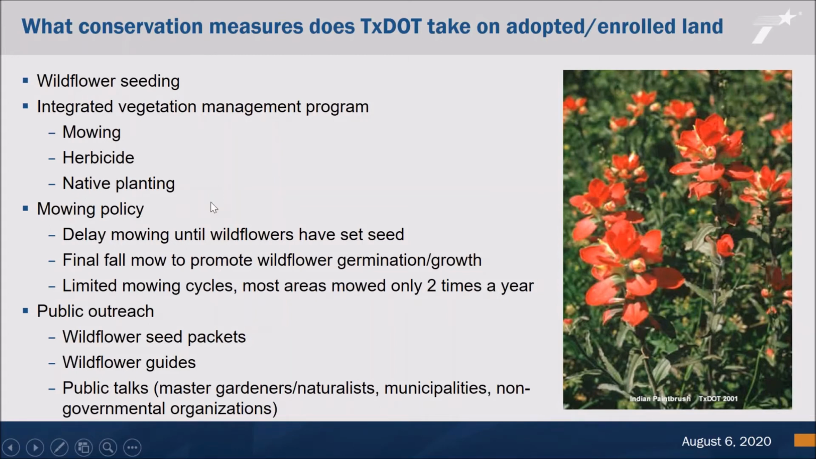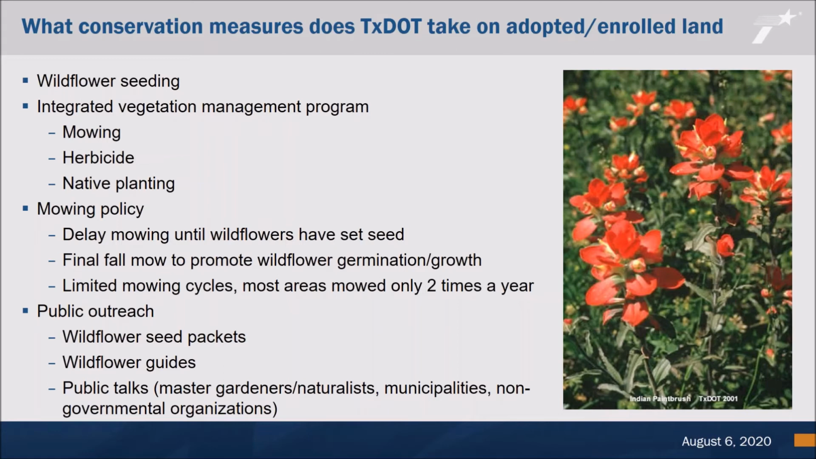So now we've figured out what our enrolled land is as well as what our adopted land is, but what do we do on that land? Just a little bit of TxDOT's background. Well, number one of our conservation measures is wildflower seeding. We do wildflower seeding freehand just to seed wildflowers. Also on our construction and maintenance projects, we do wildflower seeding.